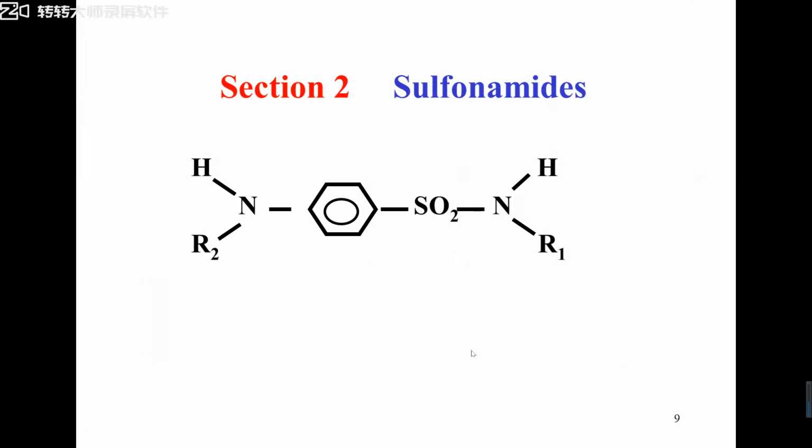Okay, next one. The second artificial synthetic antimicrobial agent is sulfonamides. In fact, sulfonamides are the oldest artificial synthetic antibacterial agents. And in recent years they are rarely used, so now we don't study this drug first. Okay, so sulfonamides.